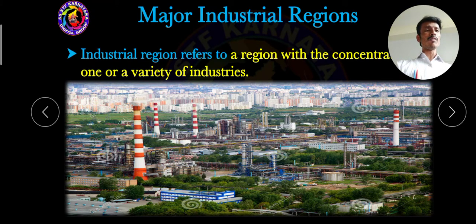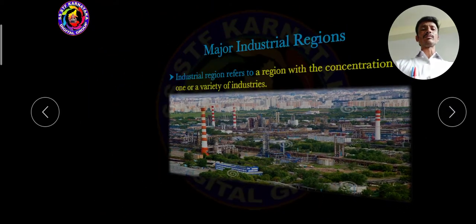What is the meaning of industrial regions? Industrial region refers to a region, it means an area with concentration of one or a variety of industries. We can see one industry, and apart from that we can also see different and variety types of industries. So this is what we should consider for the industrial region. This is a one mark question. What is the meaning of industrial region?